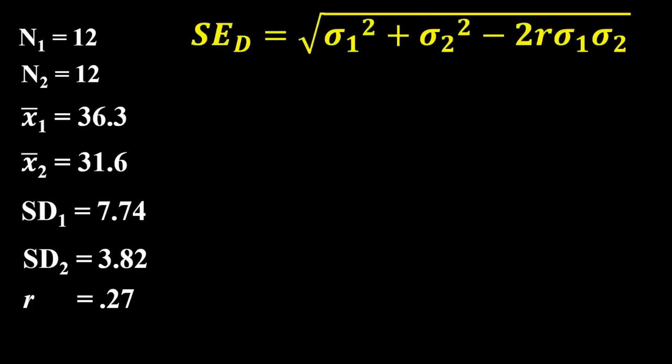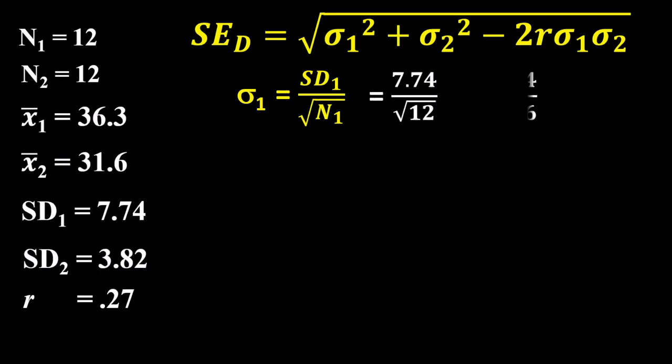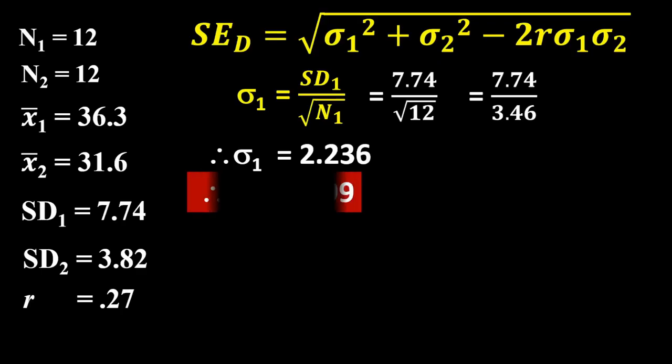Here the values are given, and the formula of SED is given here. First of all, we find sigma 1, the standard error of the mean of the first group, and for that we will use this formula: SD1 upon the square root of N1. SD1 is 7.74, and N1 is 12. By putting these values and solving, we get sigma 1 equals 2.236, and we need sigma 1 square. So the square of 2.236 is 4.99.